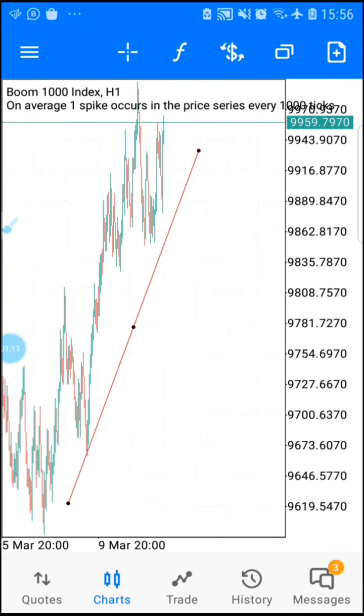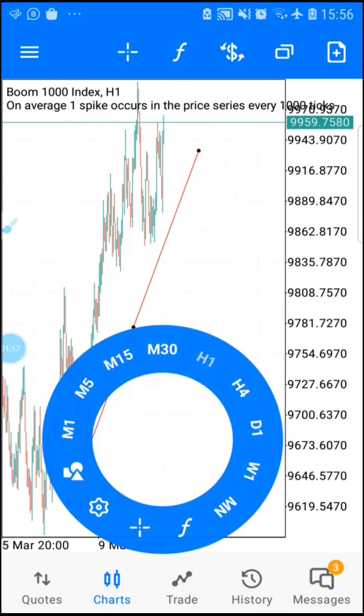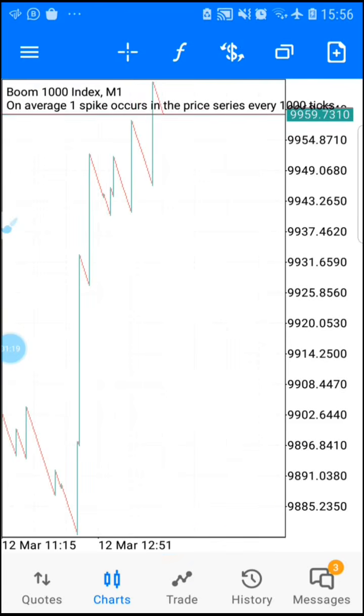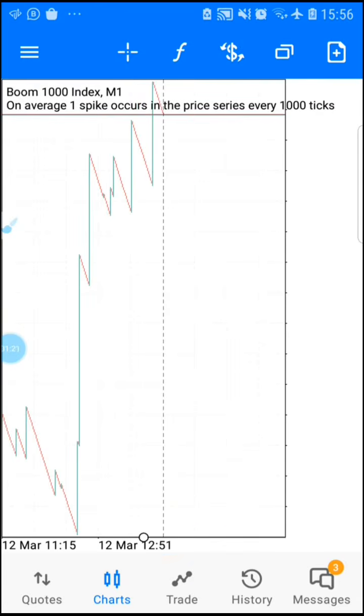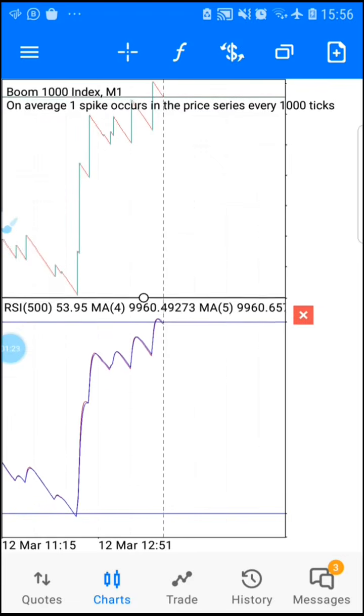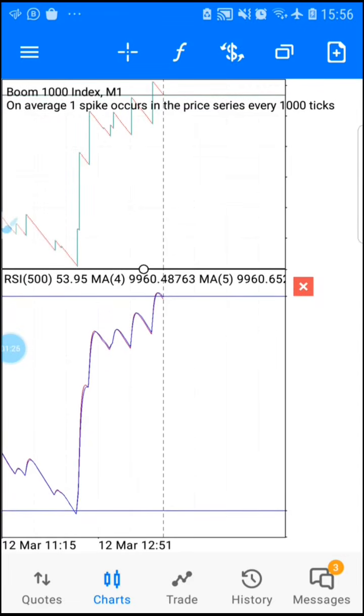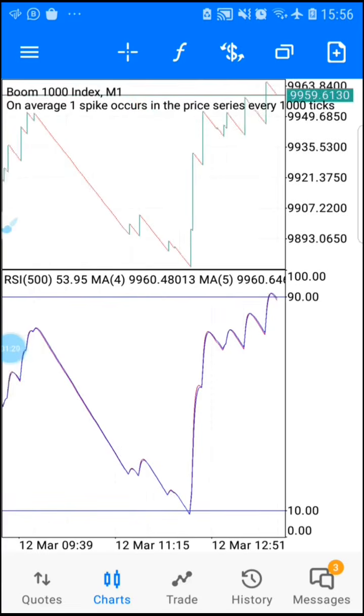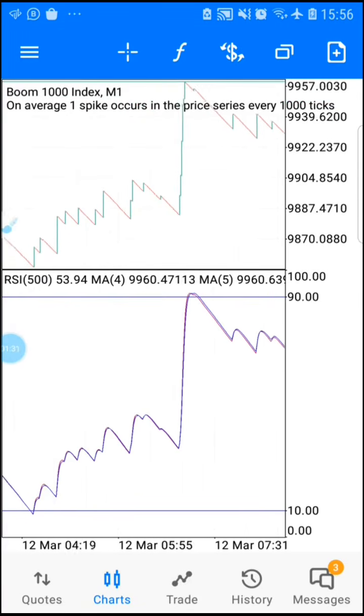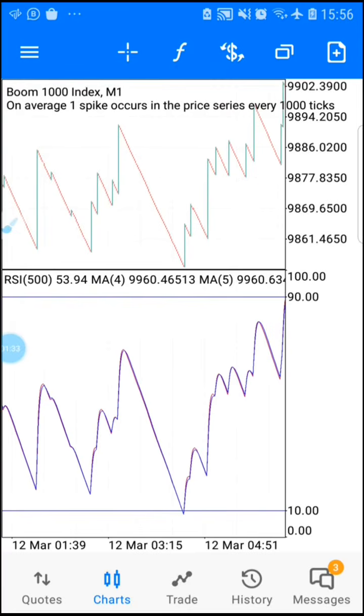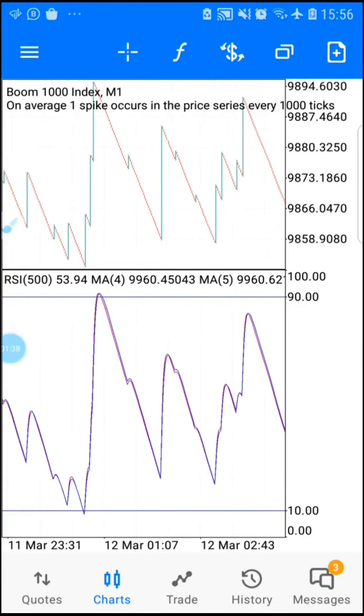And since this boom pair is in an uptrend, what we can then do is go to a lower time frame for our entries, which is our M1. So how do we enter using this strategy? The way we enter using this strategy is very simple, guys. What we're going to be looking at is our RSI and our moving averages. So let me give you an example.